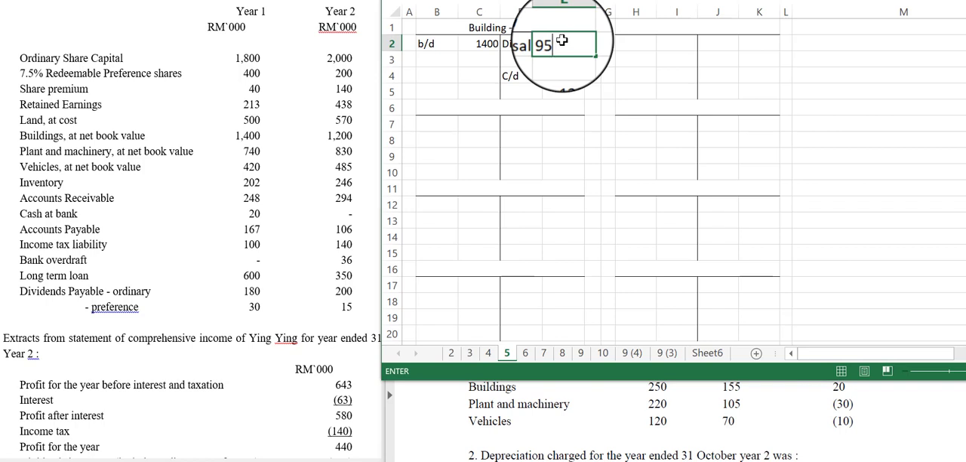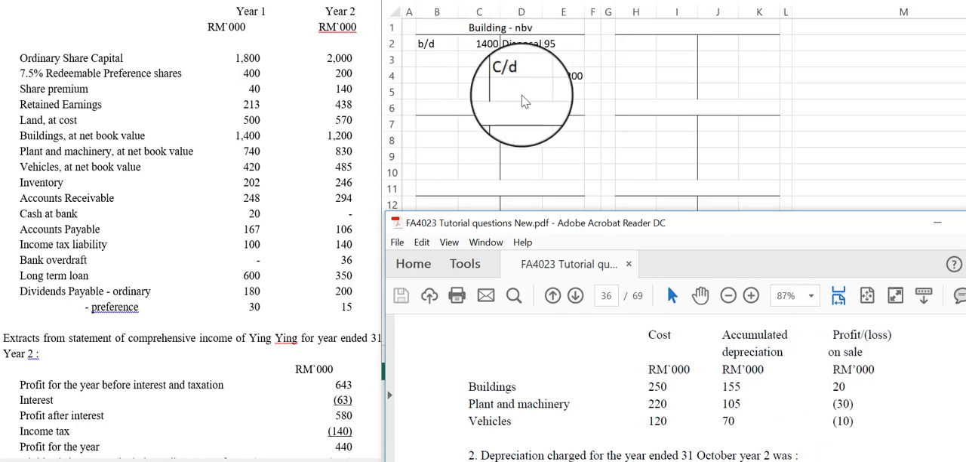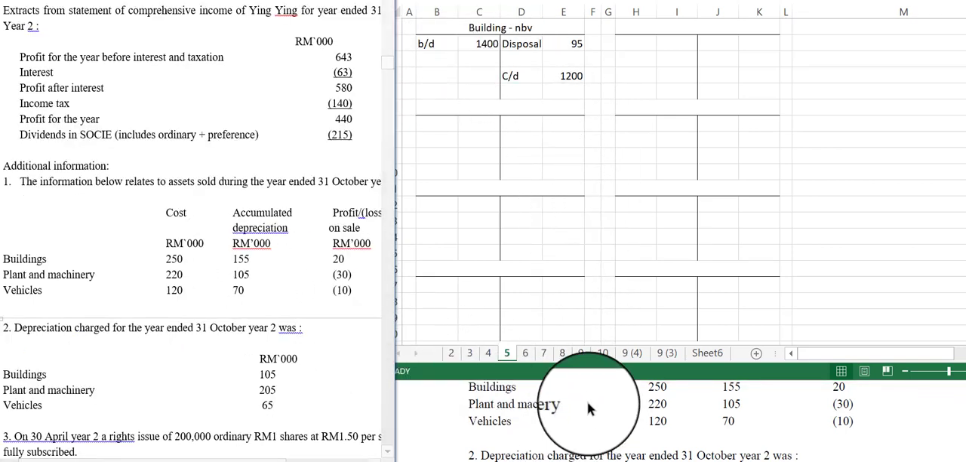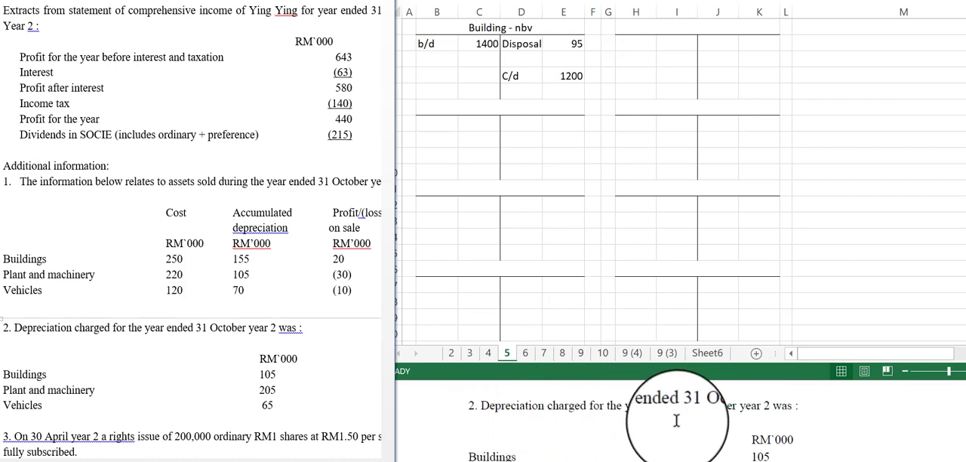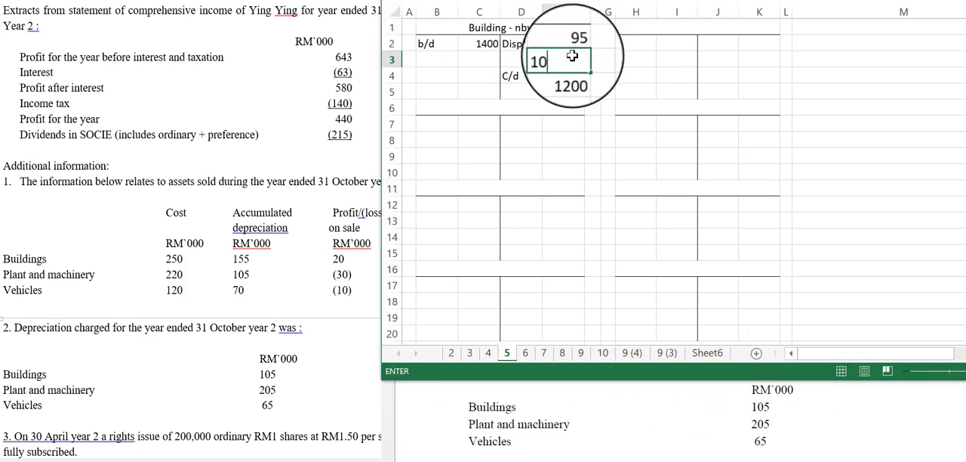Now, current year depreciation. Now this is the profit and loss on this building. If you look at note number 2, they give you the depreciation charge for the year. So you have a depreciation charge for the year of 105 for building, and here you will key in 105 for building. Here is the depreciation. So basically it means that here is 1,400 and here also 1,400. There is no purchase of building during this year.